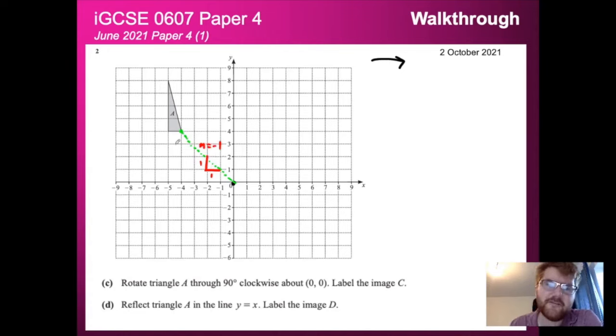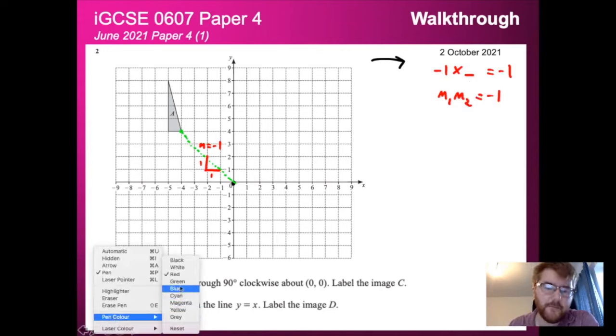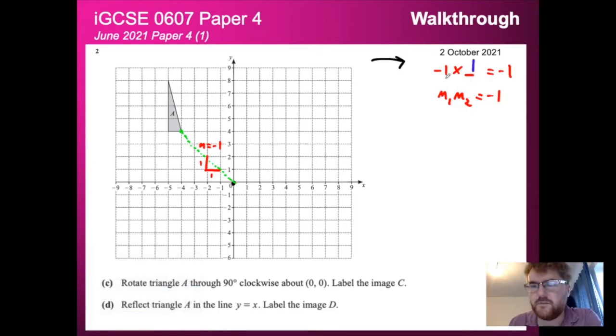So the way we can actually find the rotation point here is to find the gradient of a line that's perpendicular to this. So what do I mean by this? Well, I want -1 times something is equal to -1. This is a fact you may have seen in school, that m1 times m2 equals -1. And so I need a number that fits in that gap, and that number is going to be 1, because -1 times 1 is equal to -1.